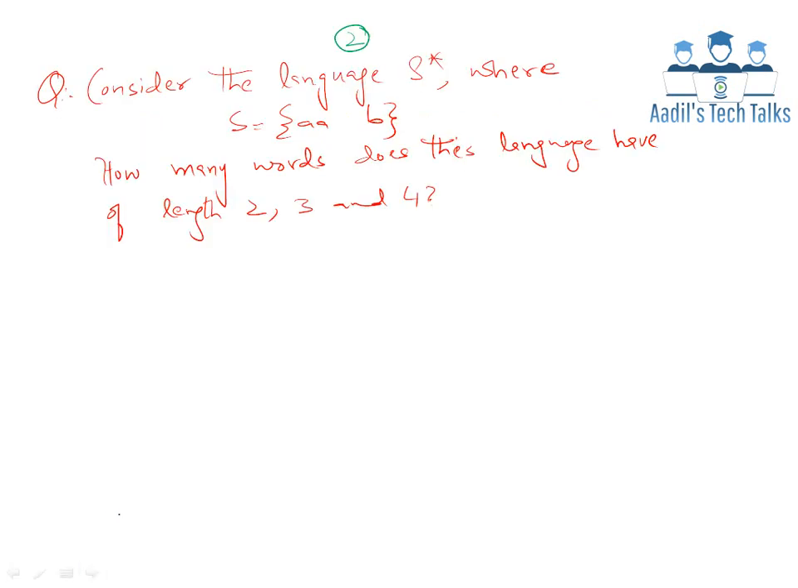Now the second numerical is: consider the language S star where S is equal to {AA, B}. The question is, how many words does this language have of length 2, 3 and 4? If you see, S is not a set of symbols, but S is a set of words. So now we are going to find the total number of words of length 2, 3 and 4.